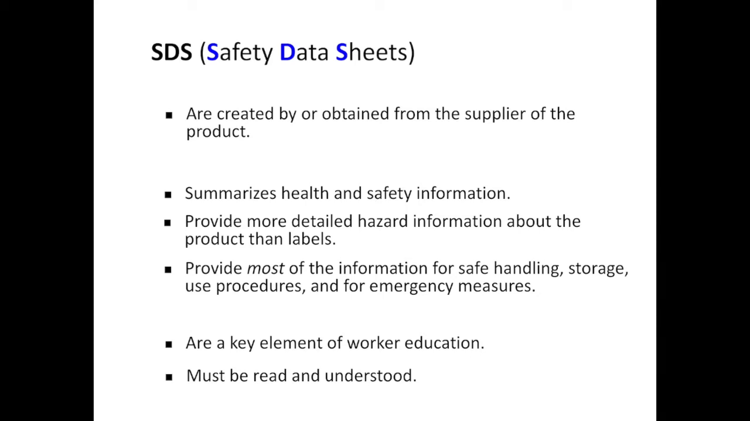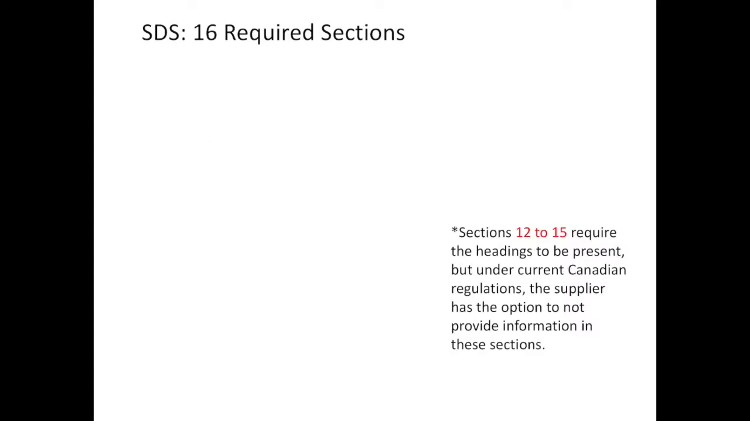SDSs, or safety data sheets, are one of the main components of WHMIS. These are documents that are created by, or at least obtained from, the supplier of a product. These data sheets summarize health and safety information, and they give you tons of information. They provide most of everything that you need to safely handle, store, and use potentially hazardous chemicals. These are a key element in education, and you've got to be able to read them and understand them.